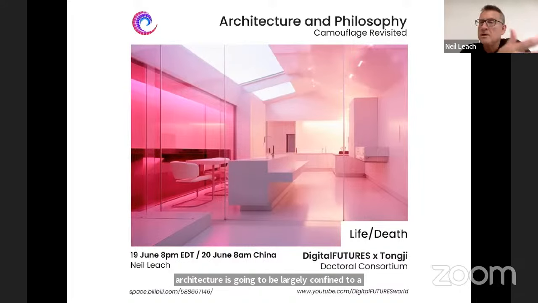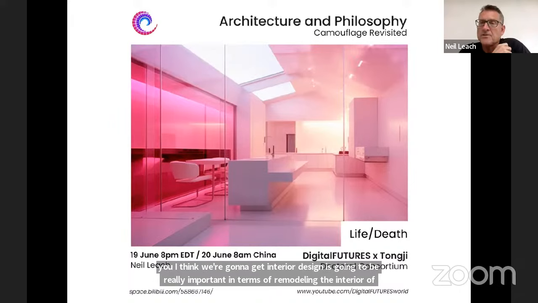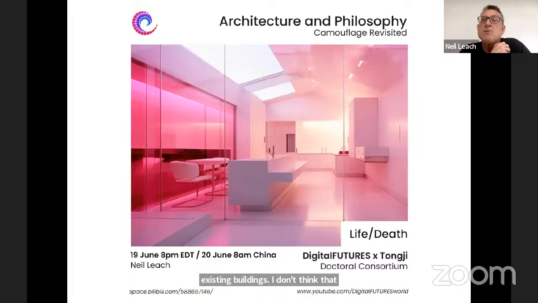I think interior design is going to be really important in terms of remodeling the interior of existing buildings. I don't think that many buildings will be demolished, mainly for economic reasons, but also to do with building codes and so on. We will probably retain our buildings, but they will be retrofitted, as I mentioned in the previous session, with AI technology.